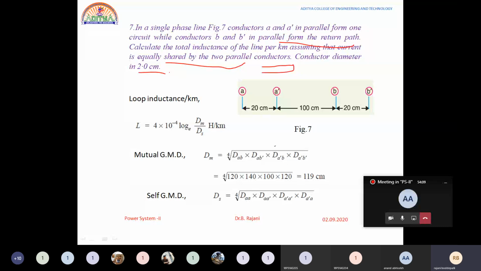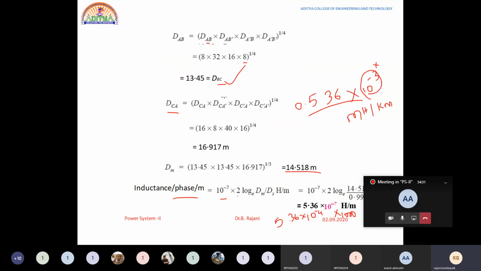So we need to find the loop inductance over here. What is the formula for loop inductance? Loop inductance is 2 into 10 to the power of minus 7 log e dm by ds. For this formula, whatever we are having, you have to multiply by 2.